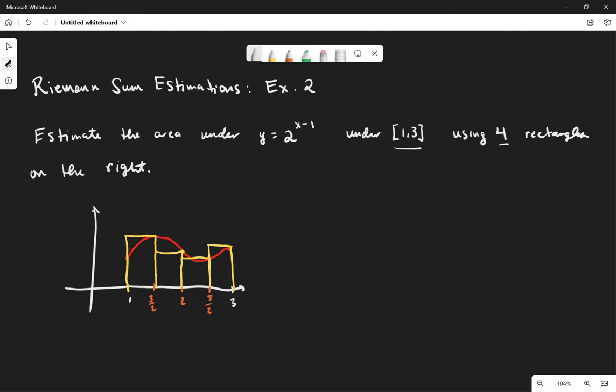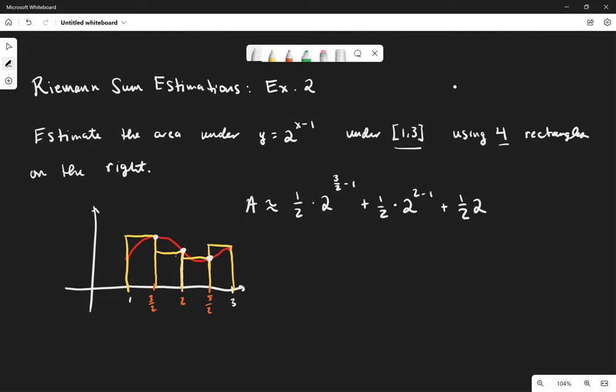We'll just do base times height. So the area is about a half. That's the base of the first one. The height of the first one is the function at 3 halves. So it's 2 to the 3 halves minus 1. Base times height. Height of this one is the function at 2. 2 to the 2 minus 1. I got base times height.